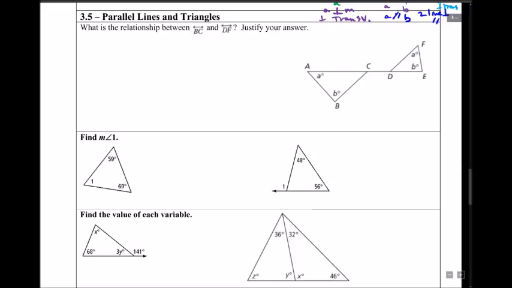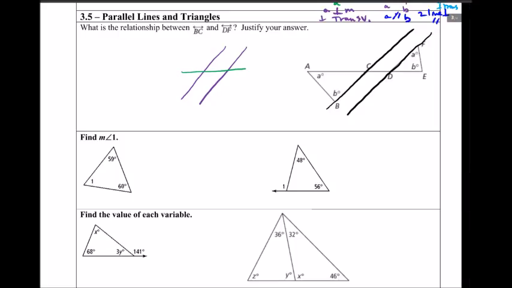What is the relationship between line BC and line DF? Well, the first thing I'm going to do is come over here and find line BC and extend it out and find line DF and extend it out. And do you see two lines cut by a transversal? So do I. So we have got our two lines here, and they're cut by our transversal right through the middle there. And we want to do something with them. Well, what can we do?